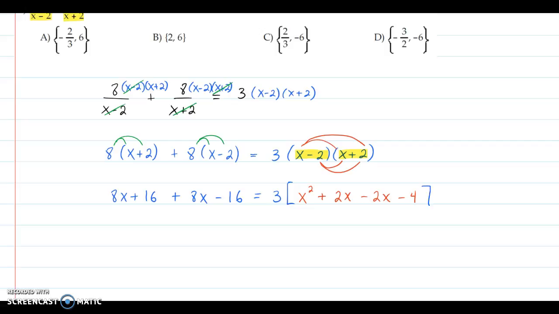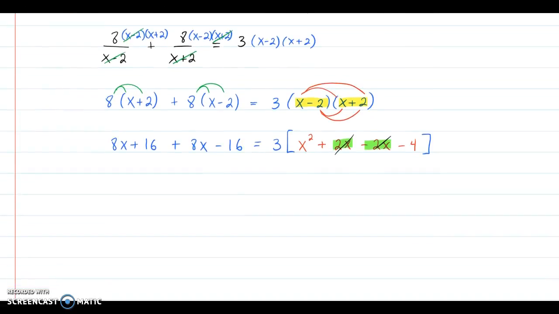Hopefully you see that we can now combine some like terms. For example, we have 2x minus 2x. We know that that's going to cancel out, so those will go away. Let me rewrite this, again going from left to right. If I combine some like terms, I know that I have 8x plus 8x. That's going to give me 16x.